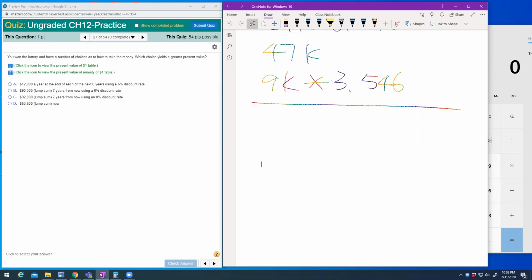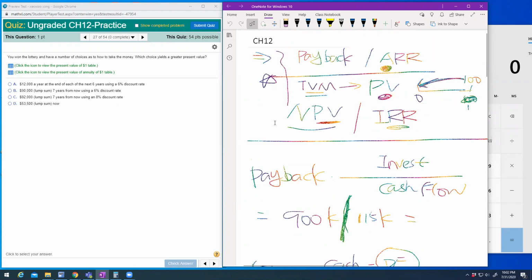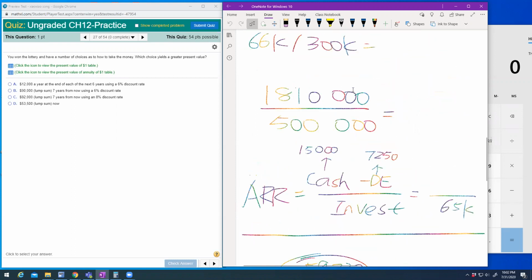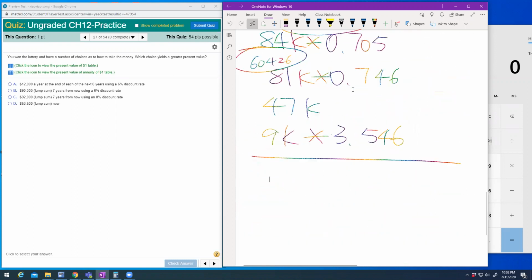In this video, we continue with chapter 12, the ungraded practice. Last time we talked about the methods that don't use discounted cash flow: payback and ARR. We want to pay a little more attention to the ARR part. We also talked a little about time value of money, and how you get the discounted cash flow.